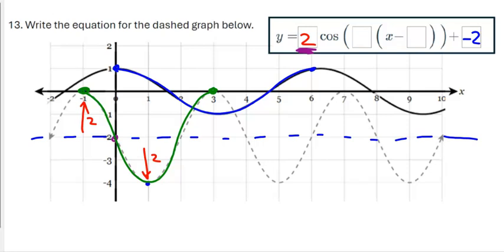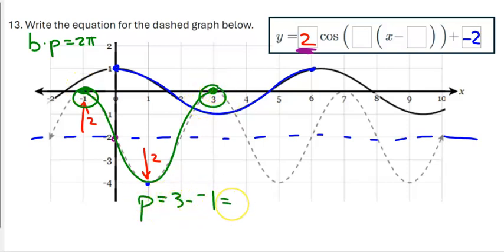So I tend to go to the left of the y-axis a lot, but again, you could have started at 3 and drawn in the period and ended at 7. So b times p equals 2 pi. We are going from -1 to 3, so the period is 3 minus -1. And that double negative, so it's really 3 plus 1. So the period is 4.